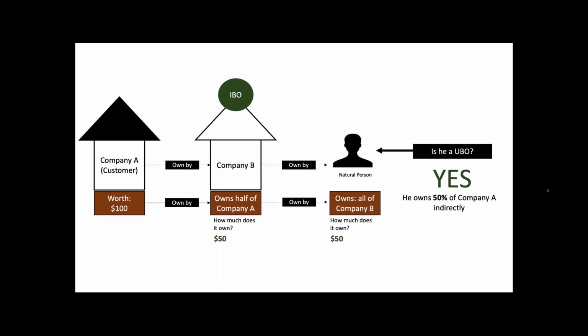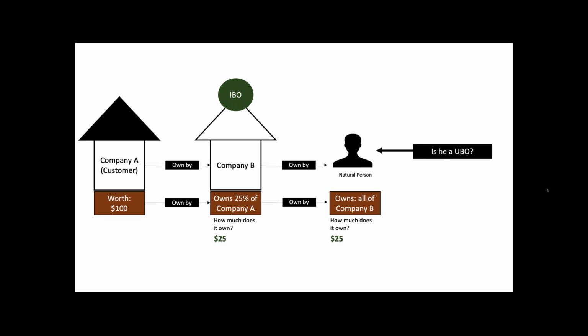Because I just want you to be sure that you understand what you're saying. So company A is $100. Now company B says, I own $50 out of company A, which is 50% of it. Now the natural person is owning all of that $50, which is the 50%, which makes him a UBO because he owns 50% of company A indirectly through company B. Sometimes I do that just to be sure that we're all on the same page.